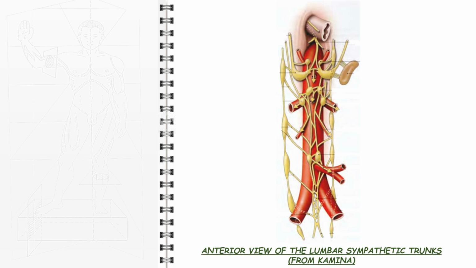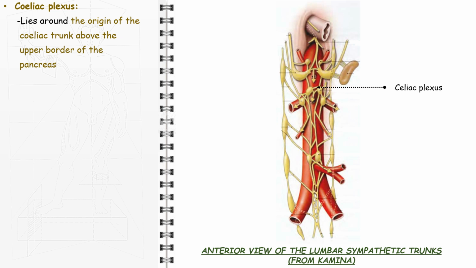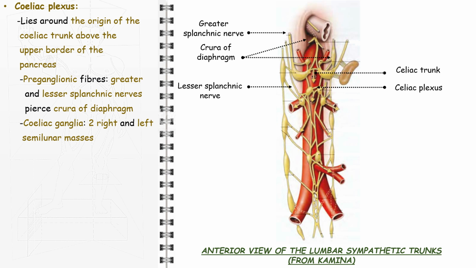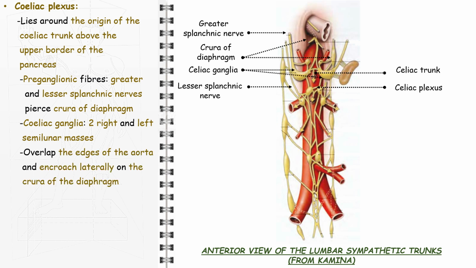The celiac plexus lies around the origin of the celiac trunk above the upper border of the pancreas. The greater and lesser splanchnic nerves pierce the crura of the diaphragm and enter the celiac ganglia. These are 2 semilunar masses, right and left, which overlap the edges of the aorta and encroach laterally on the crura of the diaphragm. Either or both ganglia may be separated into 2 or more ganglionic masses.